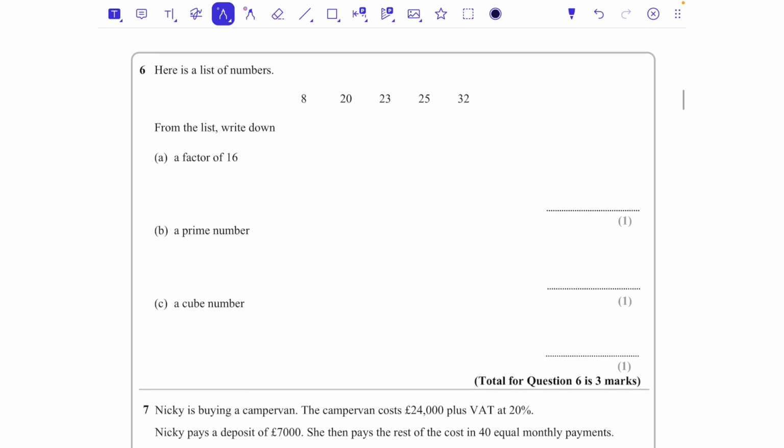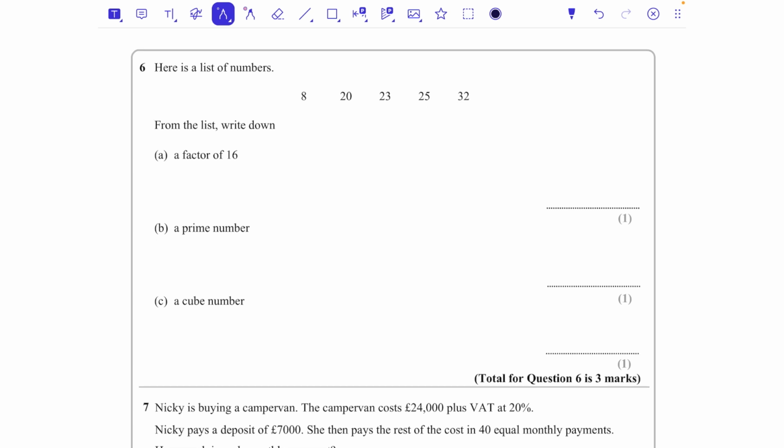Question number 6. Here is a list of numbers, 8, 20, 23, 25 and 32. From the list, write down a factor of 16. Factor of 16, I'm going to write down 8. 8 fits into 16 2 whole times. So if it fits in a whole number of times, that is going to be a factor. Don't write 32. 32 would be a multiple of 16 because it's in the 16 times table. So that's not what we're looking for here.